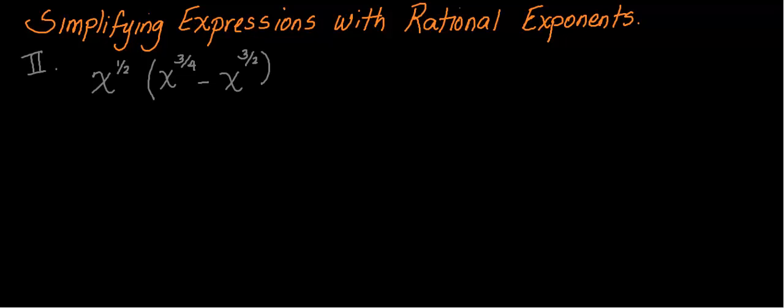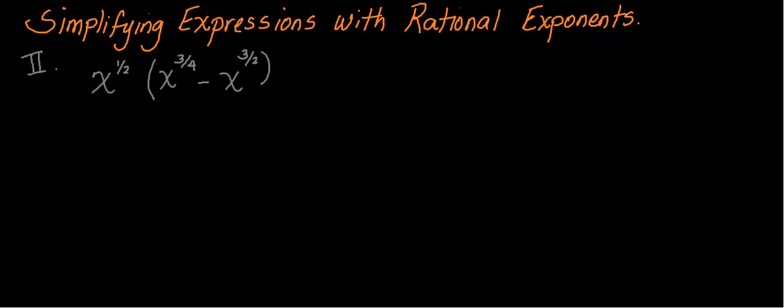This is example 2 on simplifying expressions with rational exponents. For this example, I have to use the distributive property. Notice how I have a term outside of the parentheses. This means multiplication, and we have to multiply.